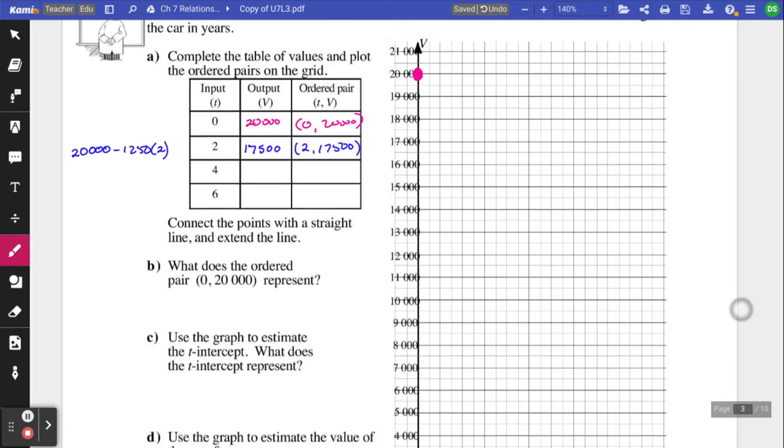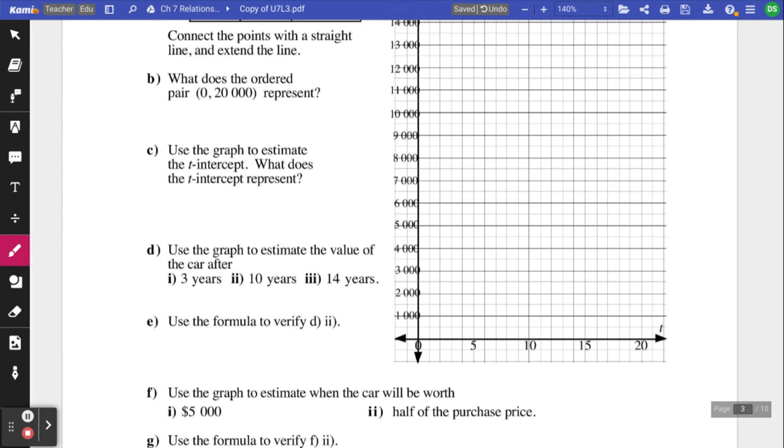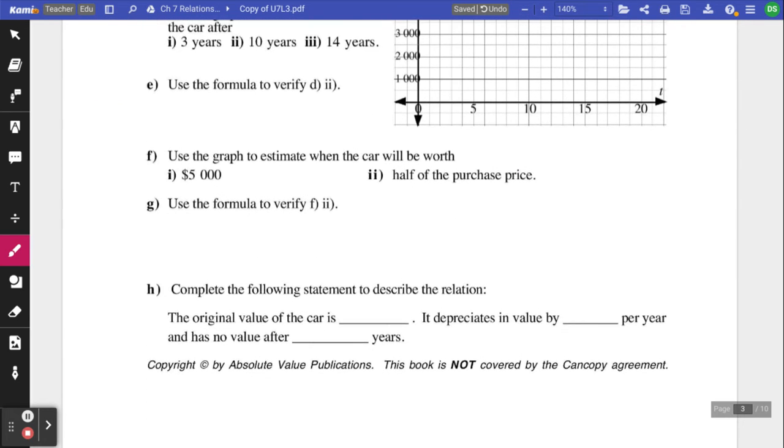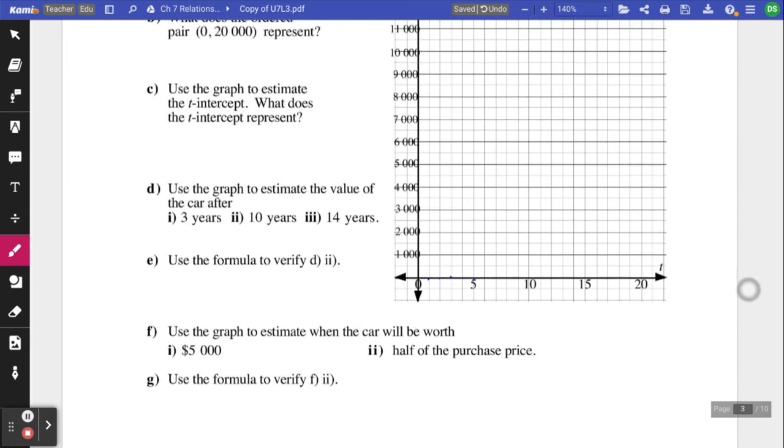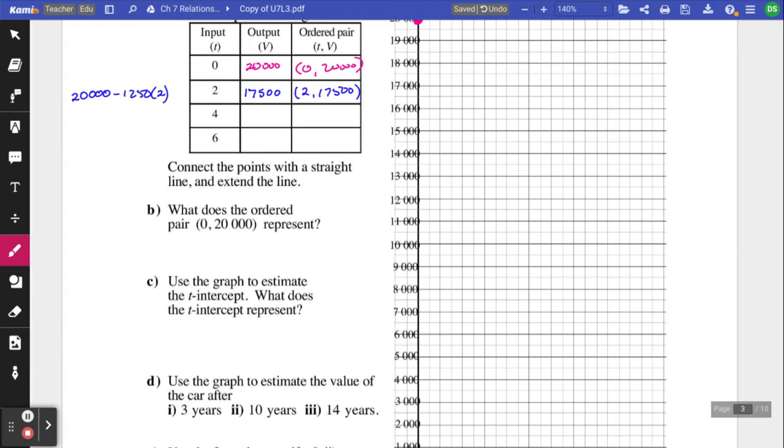And so I could go put that, I gotta go down to the bottom, find out when it's 2. When you're looking at this chart, be very careful about which spot you're on. Like 1, 2, 3, 4, 5. Check your scale. Every line on here is 1 year, correct? So I'm going to go to 2 and 17,500.